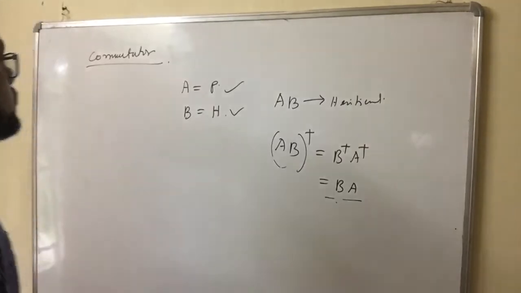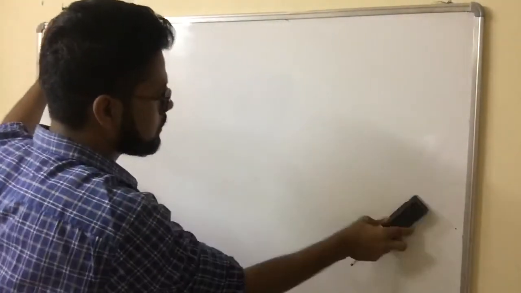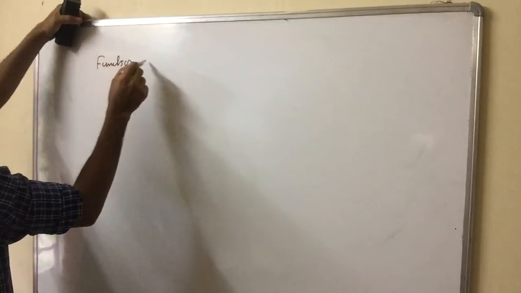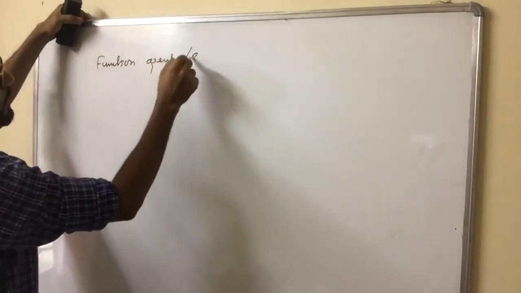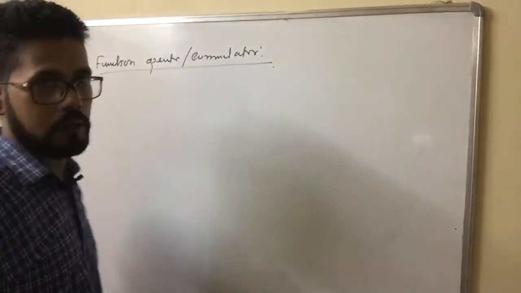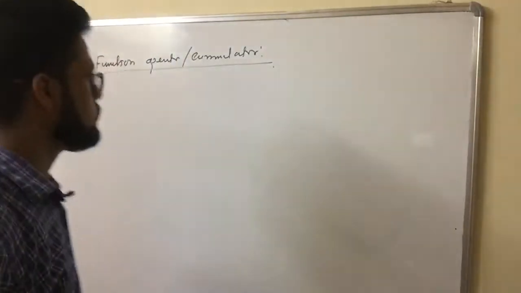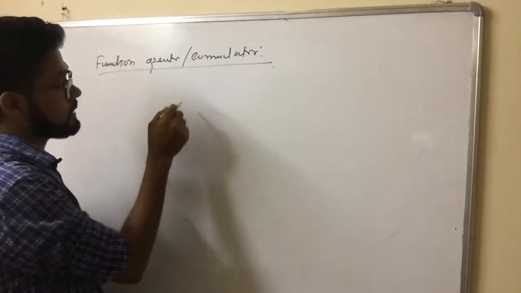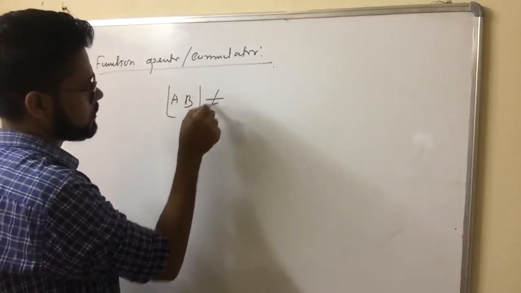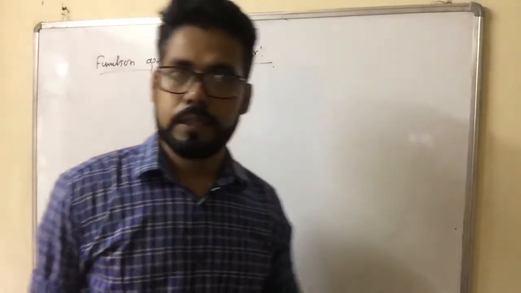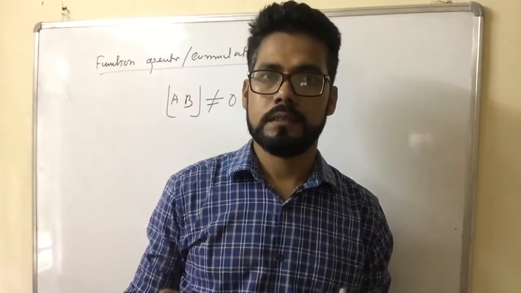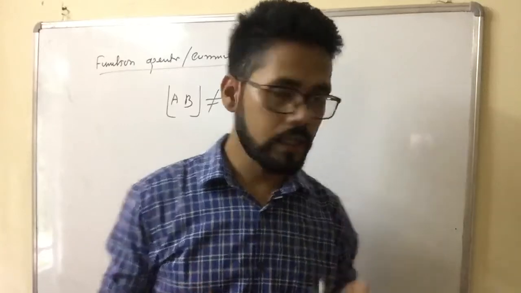Functions of an operator and the commutator. This is very important for the exam because for the last 2-3 years questions have been continuously asked on operators and commutators. What is this? Suppose the commutator [A, B] is not equal to 0. If A and B are two physical operators and they do not commute, commute means we can measure these two quantities accurately. Then what happens?